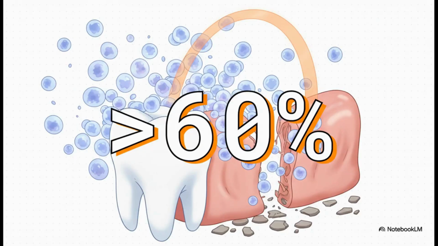And here it is. This is the tipping point. As more and more of those neutrophils flood the area, they eventually make up over 60% of the cells in that epithelial seal. And at that point, the tissue just can't hold itself together anymore. It loses its cohesion, it starts to fall apart, and it detaches from the tooth.